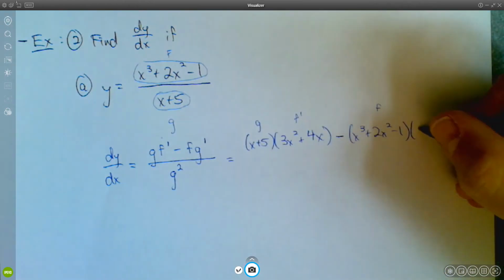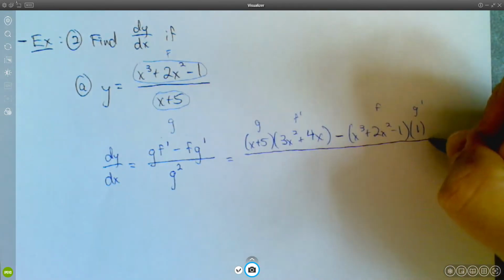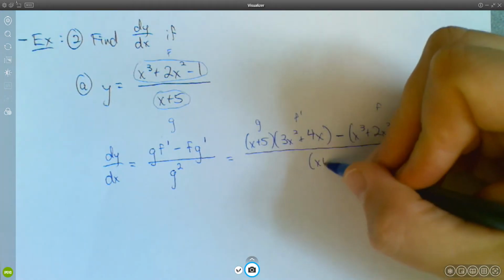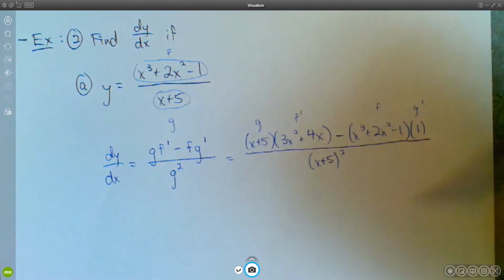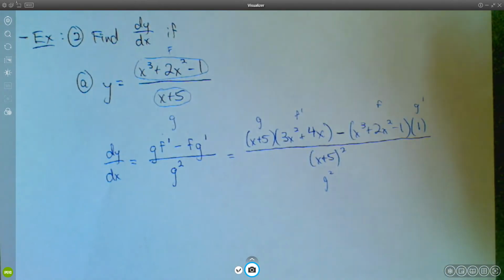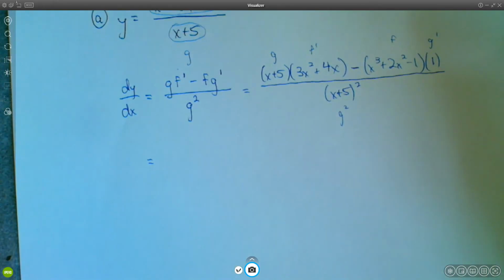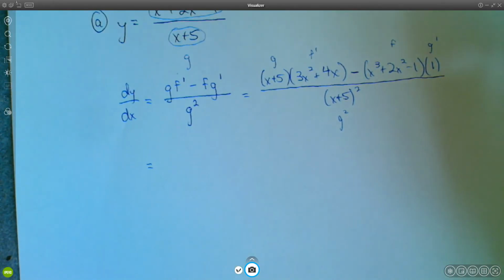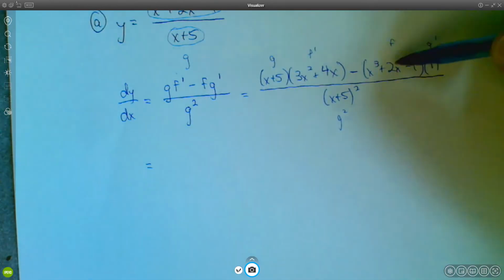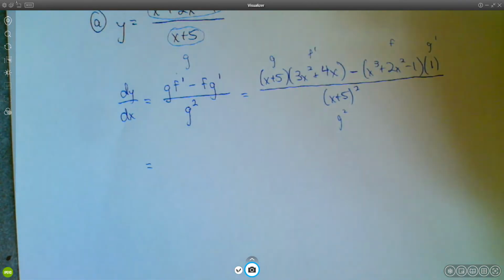Derivative of x plus 5 is just 1, so there's g prime over g squared, so that would be x plus 5 squared. Right? That's just g squared. Okay, the rest is just a matter of simplification. So the rest is algebra, right? Let's distribute this and distribute. Well, there's nothing really to distribute, but we'll distribute this and then we'll combine our like terms.